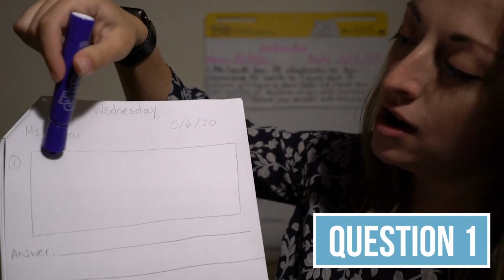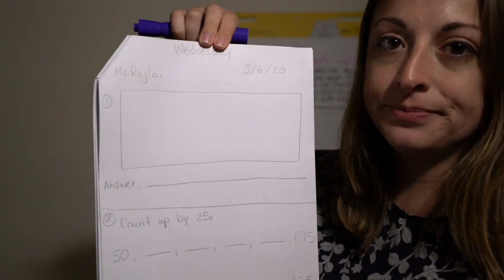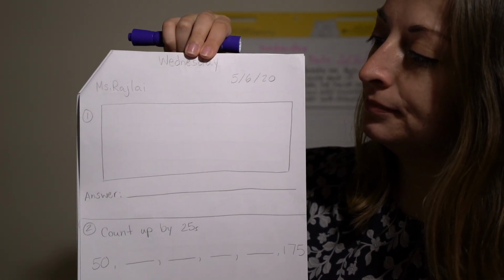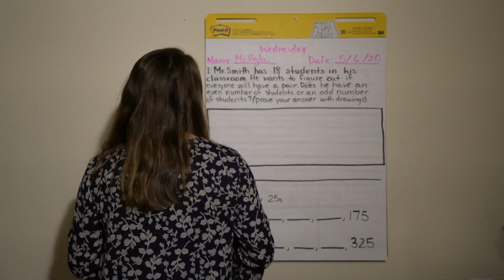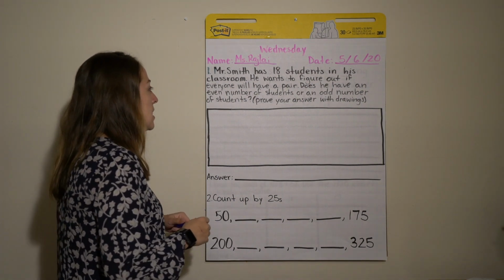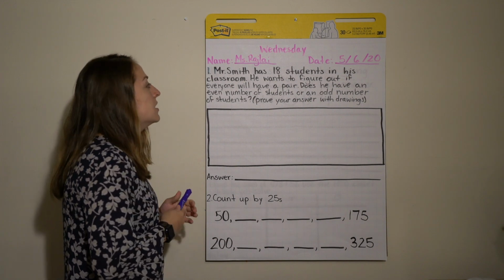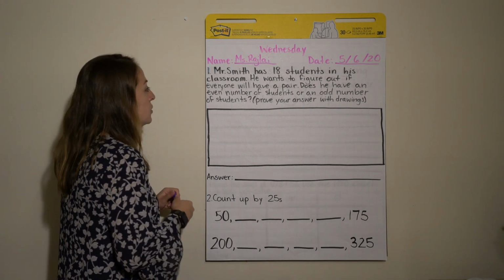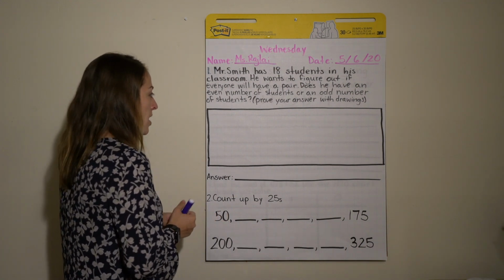Okay, let's go to question number one. So you're drawing a box and you're writing answer with a blank line. Okay, so it says Mr. Smith has 18 students in his classroom. He wants to figure out if everyone will have a pair. Does he have an even number of students or an odd number of students? Prove your answer with drawings.